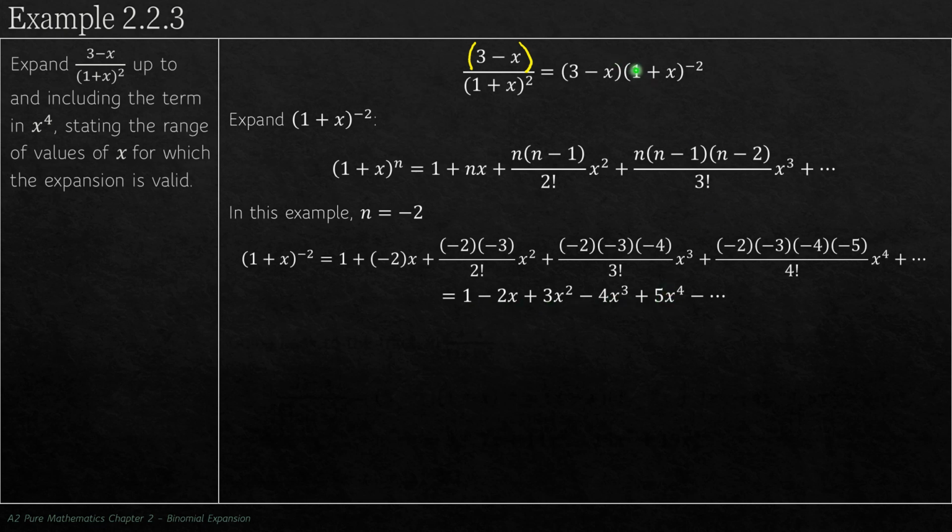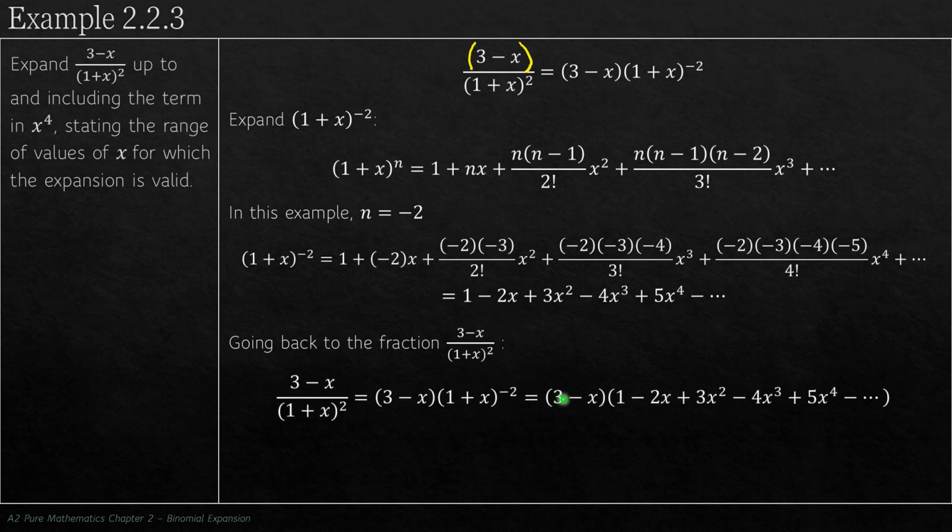So to continue, what I'm going to do is take this as a bracket and substitute it back into here so that I can expand it with the 3 and the minus x. So going back to that fraction, this is what we've got here. Now remembering that I only want to go up to x to the power of 4, so the 3 is going to multiply every single term in here, but the x can stop at the cubic when we expand it, because when I do x times x to the power 4, that takes me outside the terms that I'm looking for.